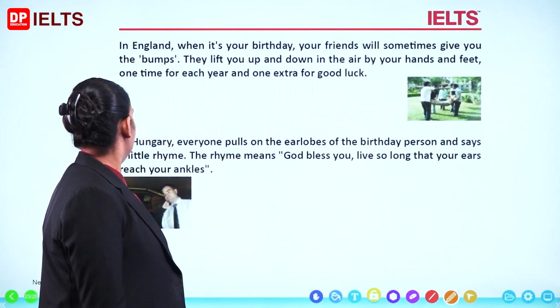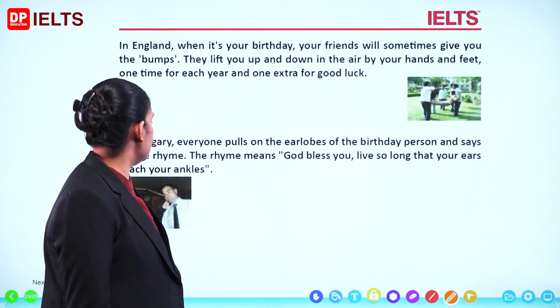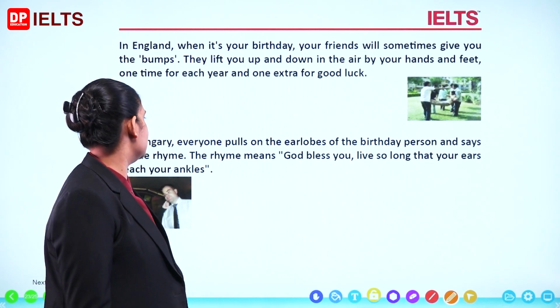Right? In Hungary, everyone pulls the ear lobes of the birthday person and says a little rhyme.